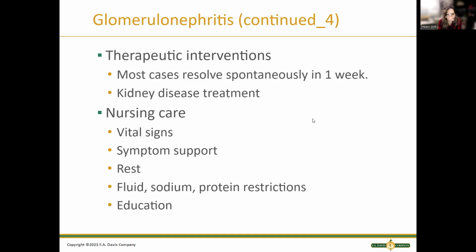We're going to encourage lots of rest. The patient would have fluid, sodium, and protein restrictions in order to not make the glomerulonephritis worse. Then we're going to educate them on how it happens and how to keep themselves healthy for that week in order for the body to repair itself from this illness.